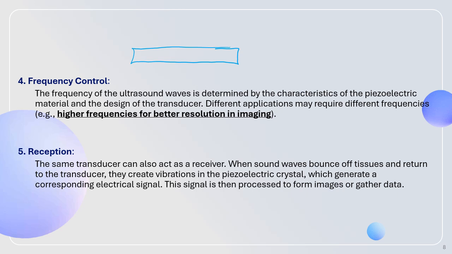The reception I explained in the earlier slide. The same transducer can also act as a receiver. When sound waves bounce off tissues and return to the transducer, they create vibrations in the piezoelectric crystal, which generates a corresponding electrical signal. This signal is then processed to form images or gather data. All right.